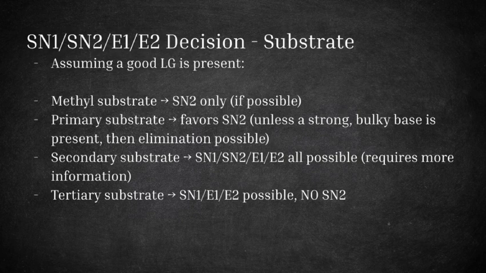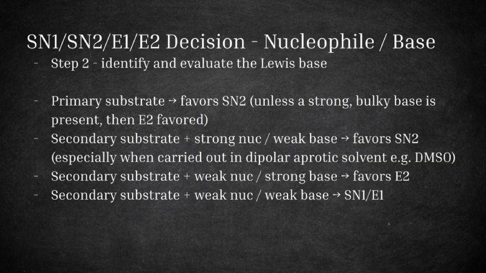By considering the substitution level of the alpha carbon, we can narrow down which reaction mechanisms are most likely to occur. Step 2 is to identify and evaluate the Lewis base participating in the reaction. This can help us separate out SN2 and E2 from SN1 and E1 pathways.